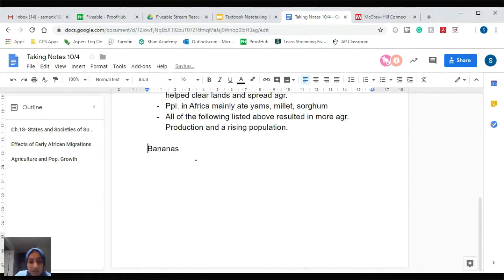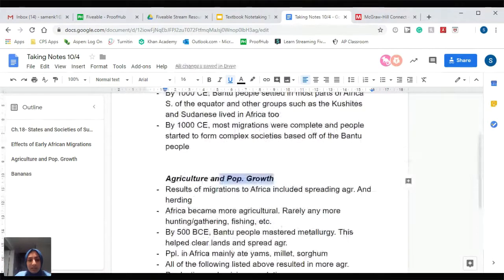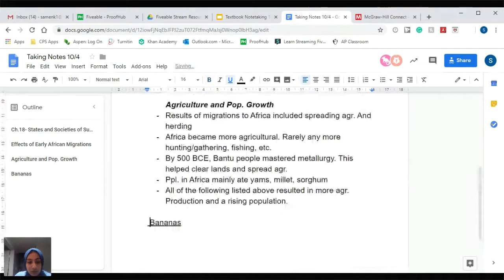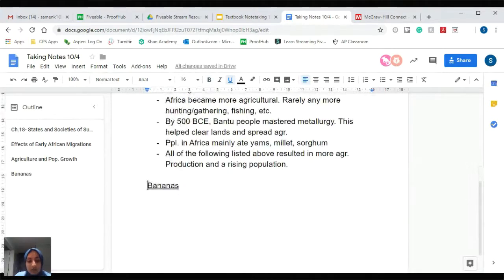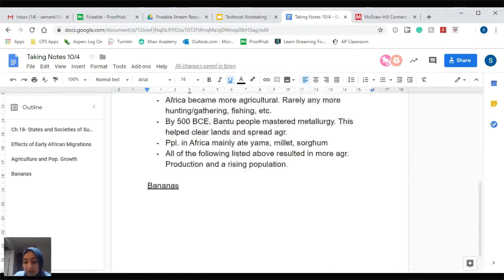So actually, I'm going to delete this. I'm probably just going to underline it, but not bold it, because bolding for me is the different sections. So I'm just going to underline it. This is still part of agriculture and population growth, just in its own little section right here. Now I'm going to list all the facts about bananas here, whatever seems the most important to me.